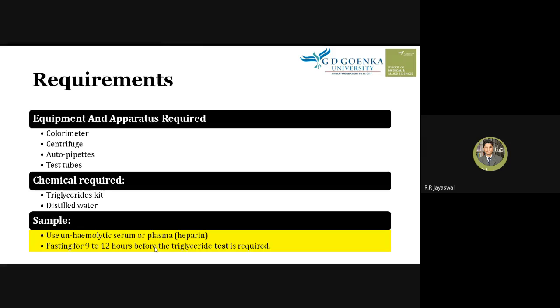Light yellow color, because of the small amount of bilirubin present in the serum, and it should not be red color, right? The serum should be straw color or light yellow color.